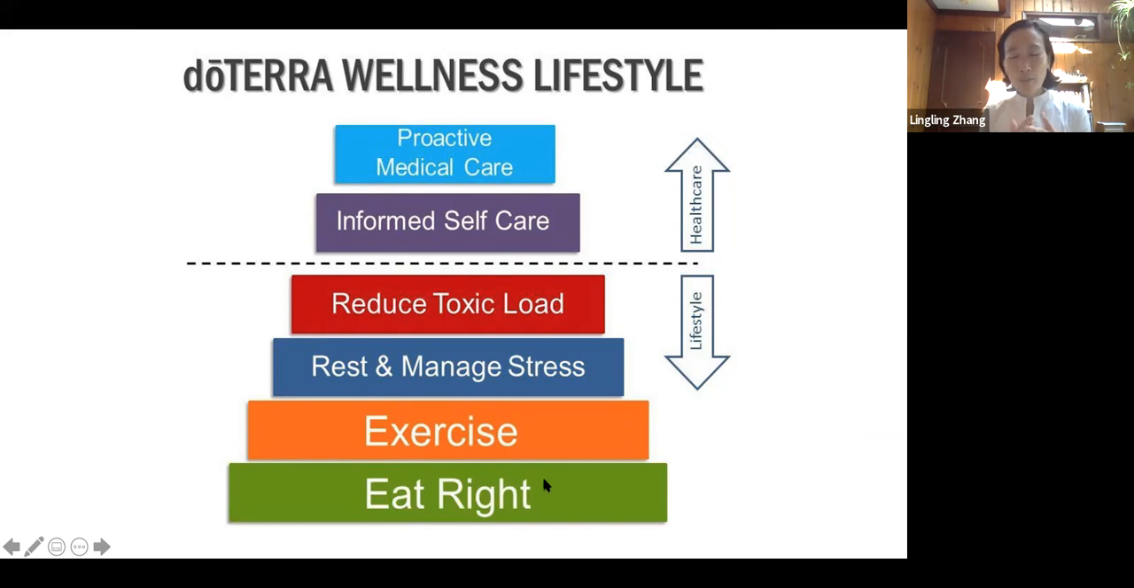So your own immune system will become imbalanced or damaged, compromised. Okay, so reduced toxic load is also a very important part of lifestyle. So not only the cleaning products, but also your personal care products, what you put on your hair, your face, your body, personal care, and your mouth.